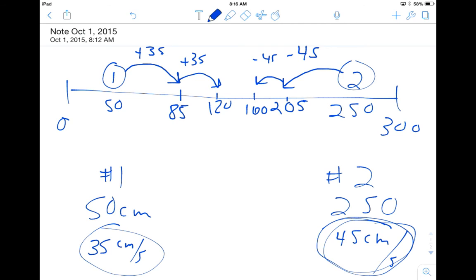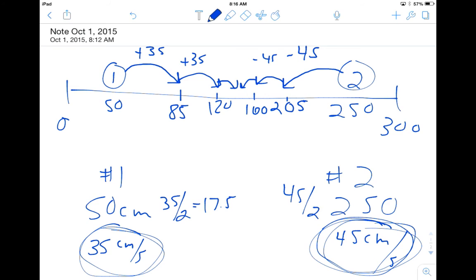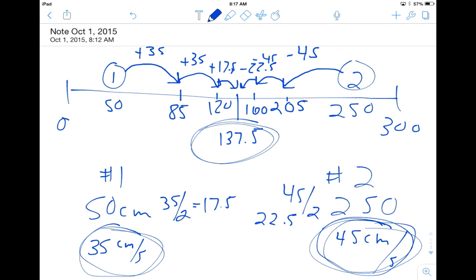So what I'm going to do is I'm going to go a half a step. Half a step, half a step. So a half a step for car 1 is going to be 35 divided by 2, which is 17.5. A half a step for car 2 is going to be 45 divided by 2, which is going to be 22.5. So I'm going to add 17.5 there, and I'm going to subtract 22.5 there, and I'm going to end up in the same spot in the middle at 137.5. And as long as you guys are close, you're coming up with a good estimate, okay?